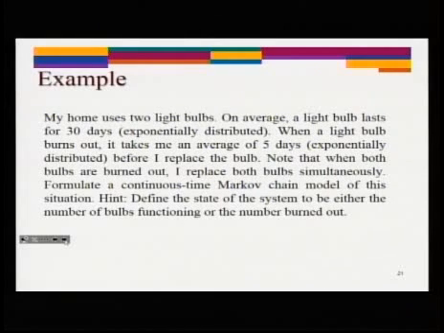Okay, now let's consider another small example. In this example, let's suppose you're using two light bulbs in your home. And on the average, a light bulb lasts for 30 days. And they are exponentially distributed, we're assuming that. When a light bulb burns out, it takes me an average of 5 days, also exponentially distributed, before I replace the bulb. And when both bulbs are burned out, I replace both bulbs simultaneously.